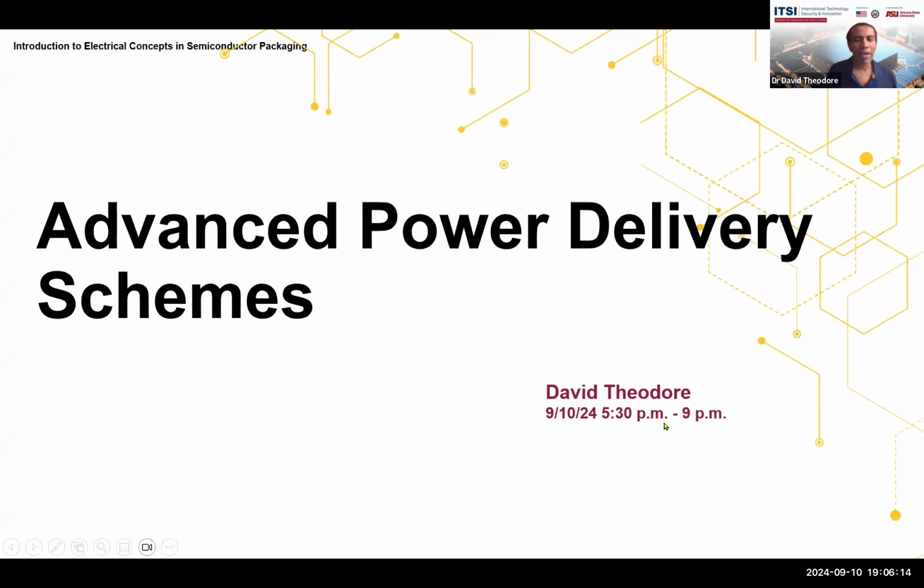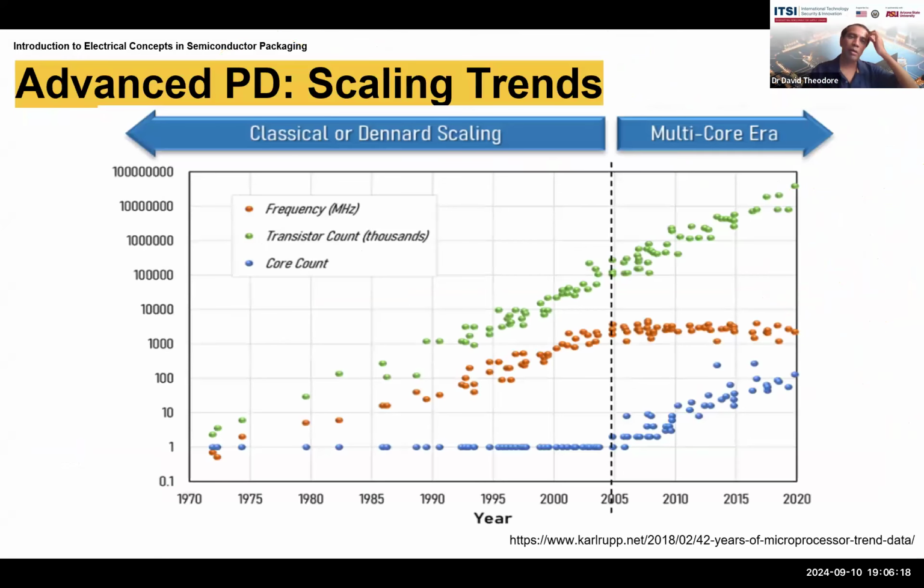Now we're talking about advanced power delivery schemes. And here in this particular slide, we're looking at the scaling trends for advanced power delivery. So the classical scheme, in previous lectures, we talked about Moore's law, where the transistor count was going up. It was doubling approximately every 18 months to begin with, and every 2 years, something of that sort, right?